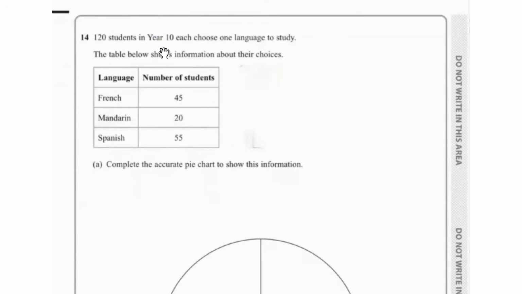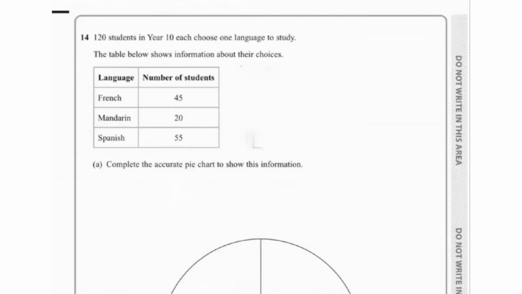Then it says 120 students in year 10 each choose one language to study. The table below shows information about their choices. So we have French, Mandarin, Spanish. Number of students for Spanish is 55, for Mandarin it's 20, and for French it's 45. We have to complete the accurate pie chart to show this information.